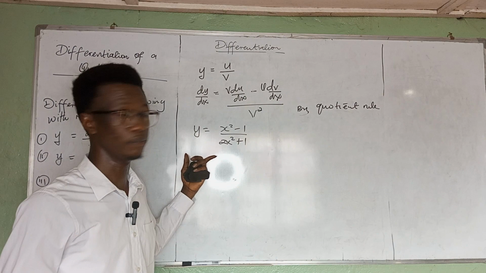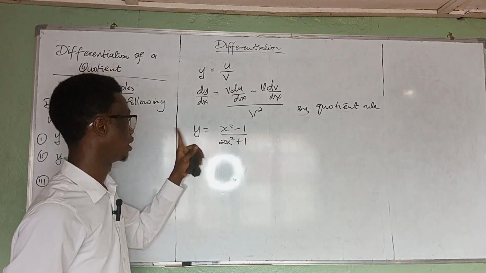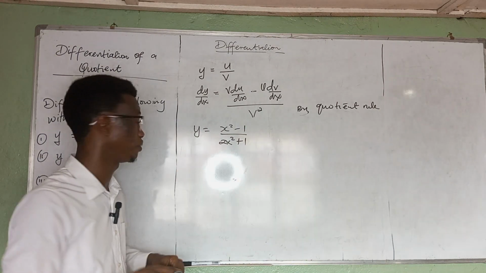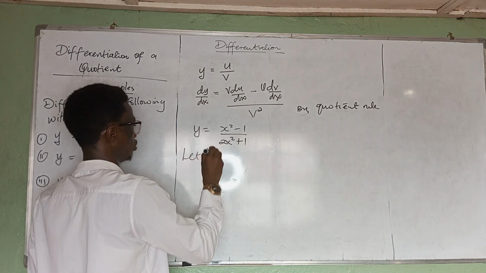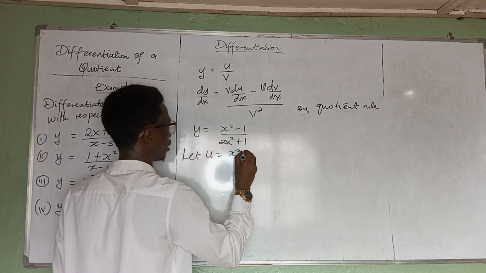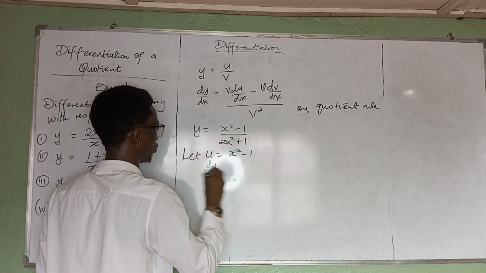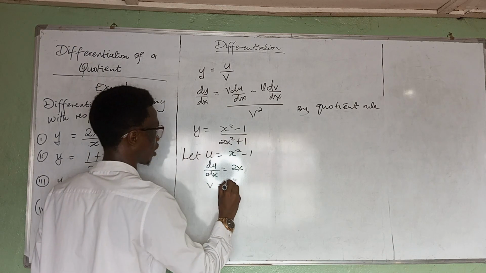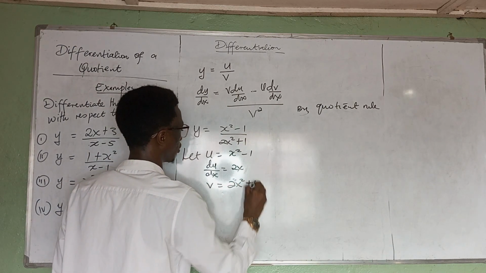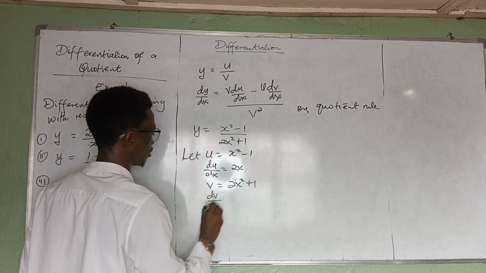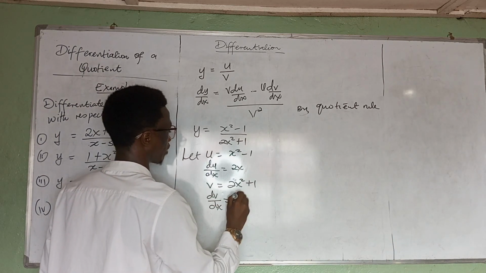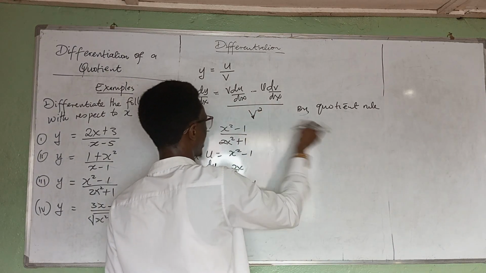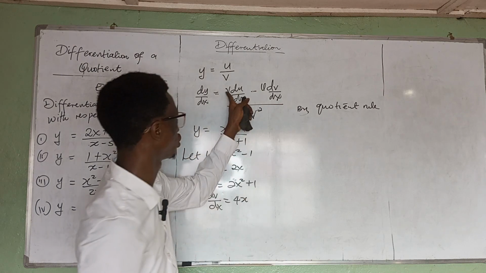Now let's look at the next problem, which is number 3. It says y equals x squared minus 1 divided by 2x squared plus 1. The same thing, we let u equal x squared minus 1. We differentiate, du by dx becomes 2x. And your v equals 2x squared plus 1. You differentiate dv by dx, this and this you multiply becomes 4x. Using now the formula, I don't need to repeat writing it, you just use the formula.